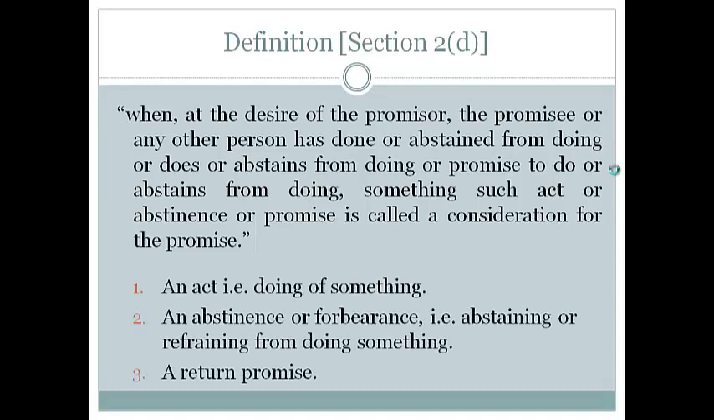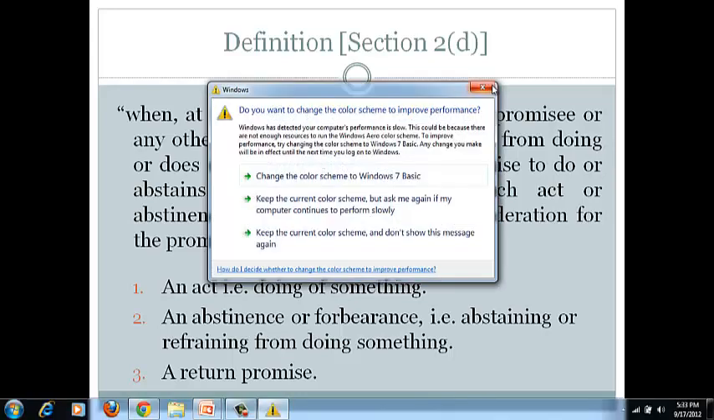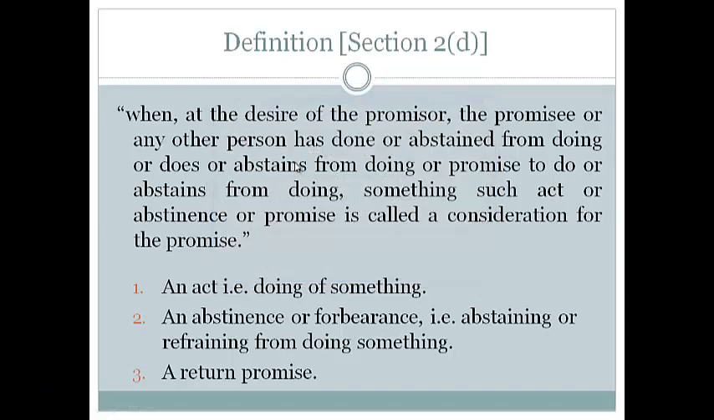If we note it, it is very nicely said that it is at the desire of the promisor, not at the desire of the promisee. It moves on two bases, on the base of act done or the abstinence. If we mark every time in the sentence, we are able to see that the whole definition is talking about a person has done or abstained from doing, does or abstains from doing, or promised to do. So it mentions past, present and future, all tenses; the consideration is a must.